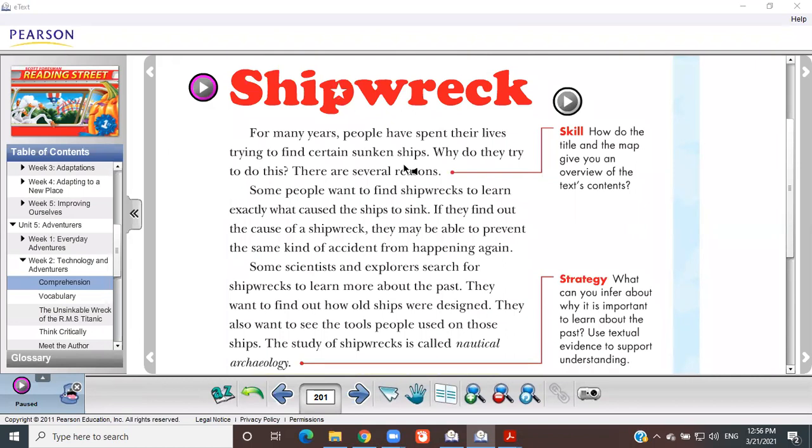Some other people excavate sunken ships because they think that they have gold, diamonds, jewelry, and so on. Got it? Okay. Yes, amazing. That's it.